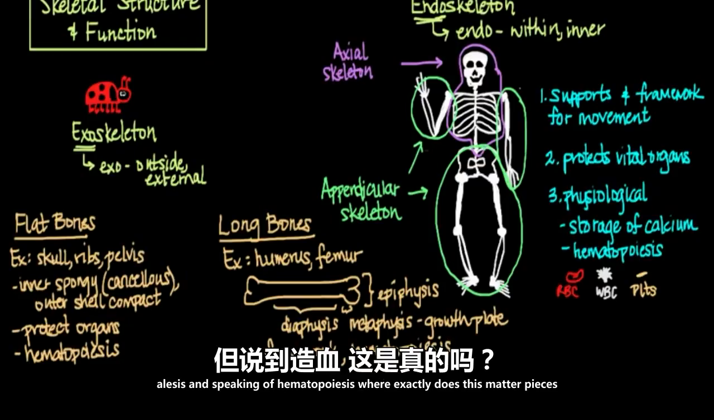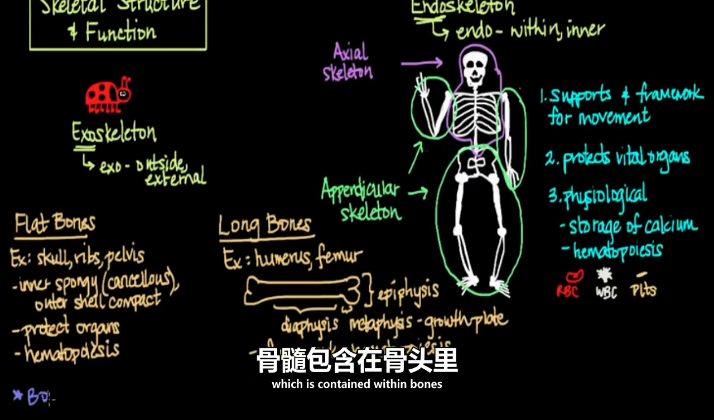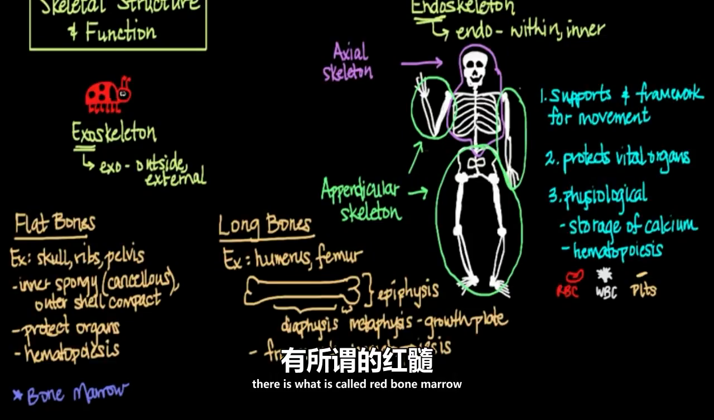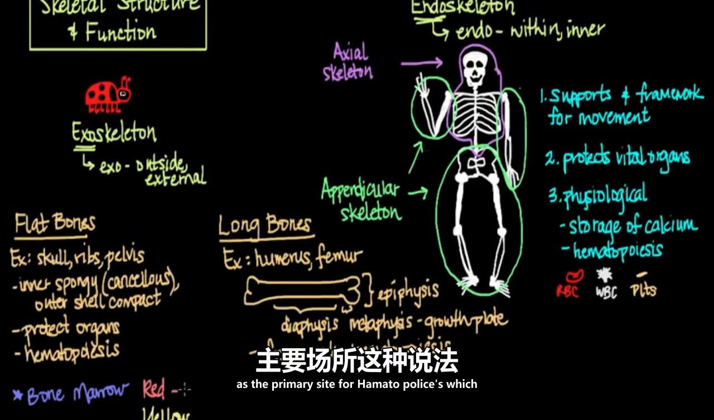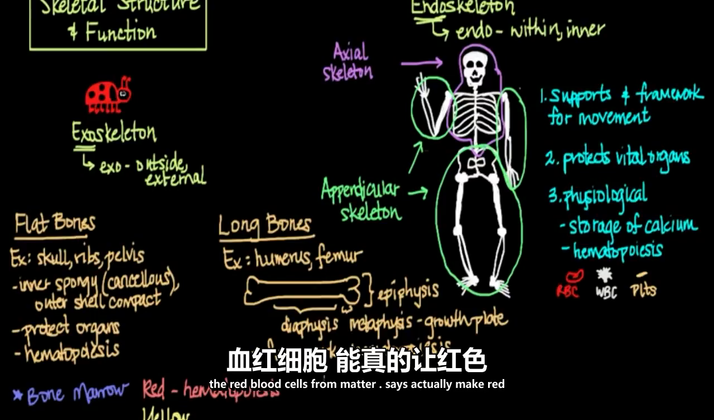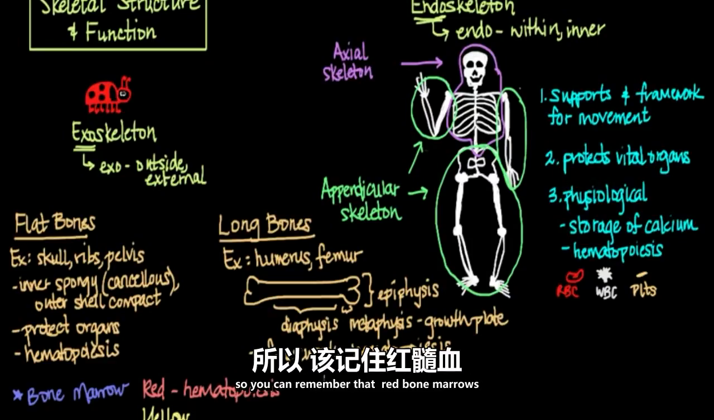And speaking of hematopoiesis, where exactly does this hematopoiesis occur? I mentioned that it occurs in bone marrow, which is contained within bones. And there are two different types of bone marrow. There is what is called red bone marrow and then yellow bone marrow. Now, red bone marrow serves as the primary site for hematopoiesis, which makes sense because the red blood cells from hematopoiesis actually make red bone marrow look red to the naked eye. So you can remember that red bone marrow is for blood or hematopoiesis.